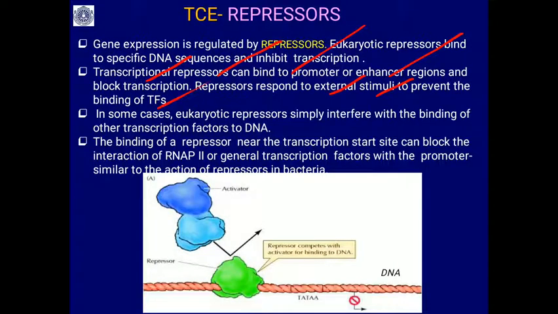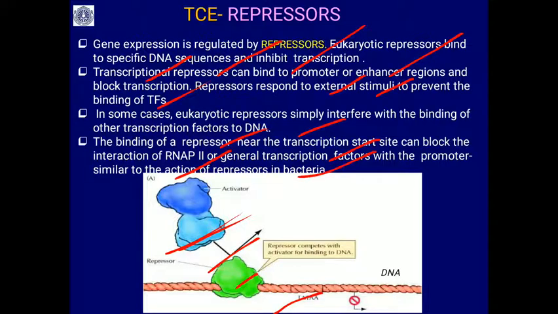You can see here the promoter region, the TATA box. The repressor binds in this region so that the activator, or transcription factor, cannot bind, and transcription is not initiated. In some cases, eukaryotic repressors simply interfere with the binding of the transcription factor. That's what I said. The binding of the repressor near the transcription start site can block the interaction of RNA polymerase with the general transcription factor.